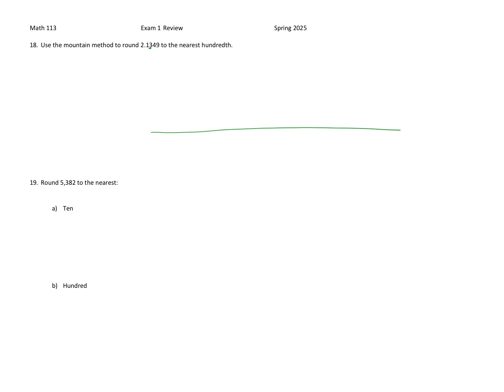So I have 2.13 and 2.14. Okay, so the hundredth below 2.1349 and above 2.1349. And then halfway between those two would be 2.135. Okay, and I'm going to make a mountain with that as the peak. And then 2.1349 is just a little bit to the left of 2.135.